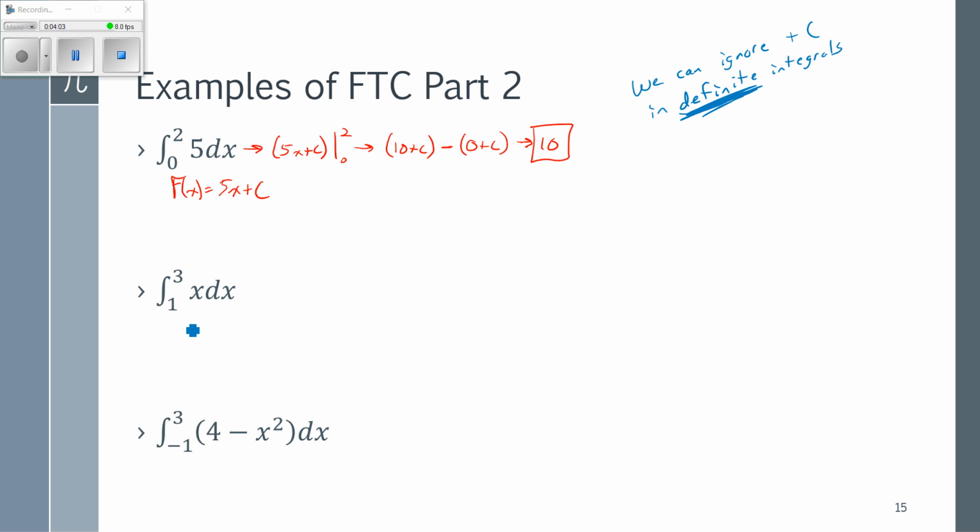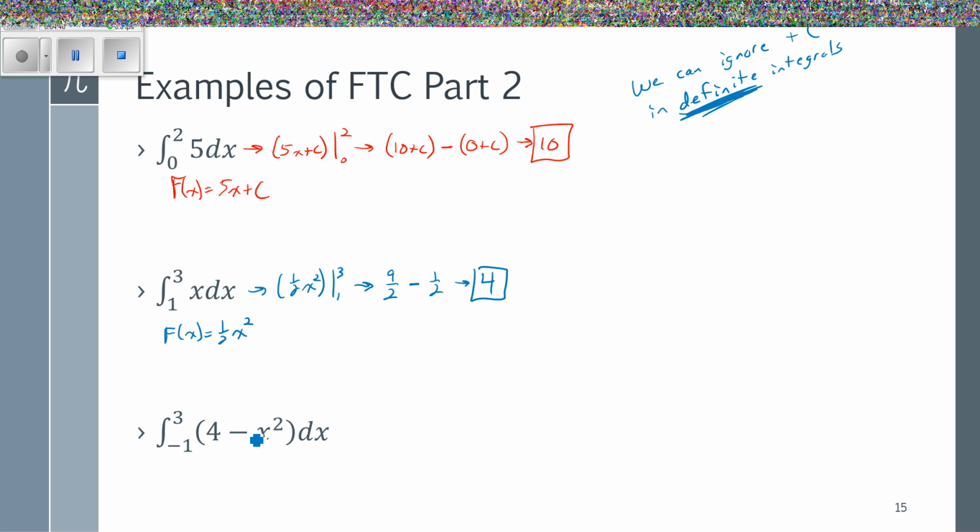So if I now look at the next example, I need the antiderivative of x, which would be 1/2 x squared. I can ignore the plus c. If you want to put the plus c, it hurts nothing, but I can ignore it because it's a definite integral. So I have 1/2 x squared from 1 to 3. I plug the 3 in first, so I have 9/2. Subtracting, plug in the 1 next, 1/2, and that gives me 4.